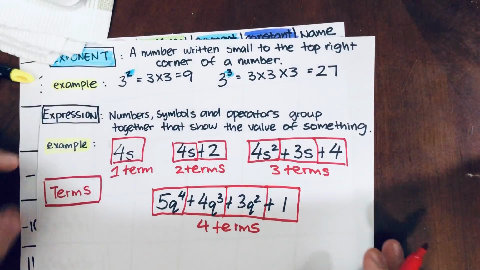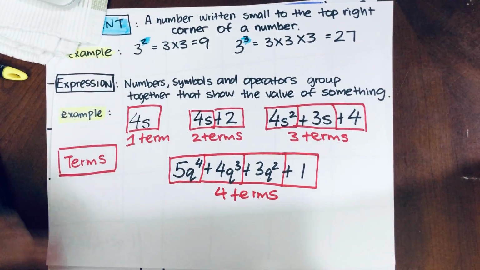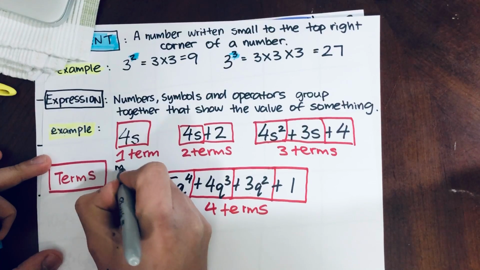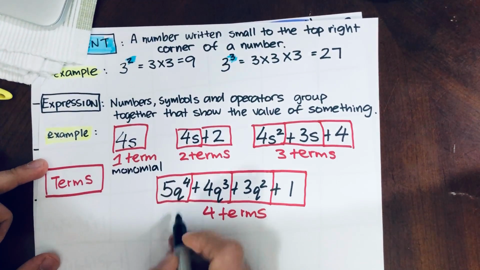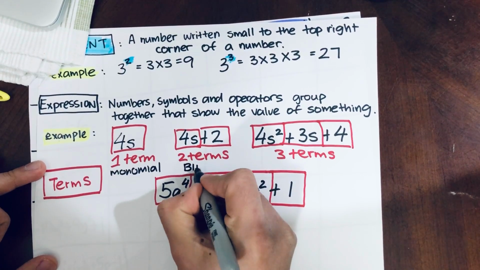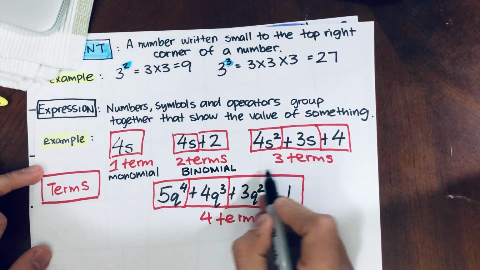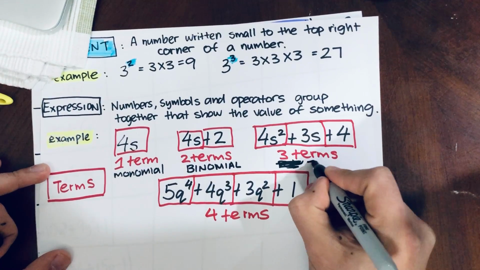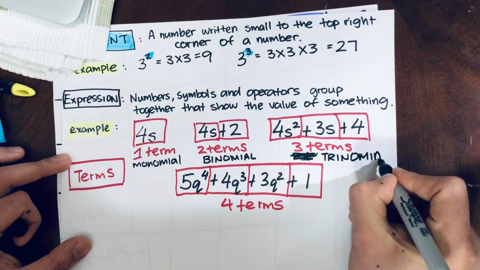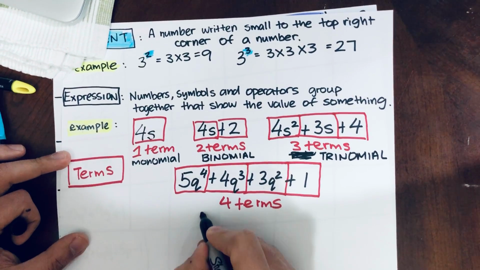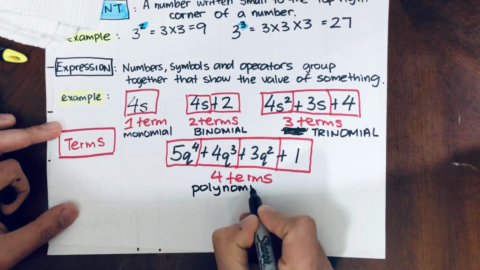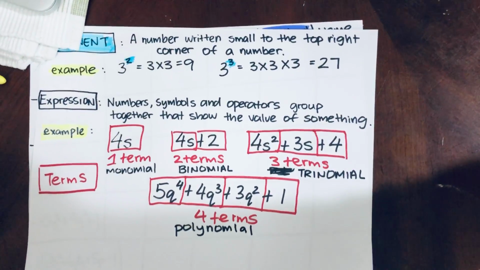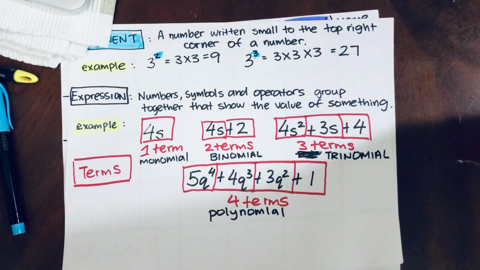Now, we all know the names of all these terms, right? So I'm going to go through again with you. If this is 1 term, this expression is called a monomial. If it's 2 terms, this is called a binomial. If it's 3 terms, this is called a trinomial. And if it's more than 3 terms, it is called a polynomial. Sounds good? Now, we are going to practice a few questions, and that is it for today.